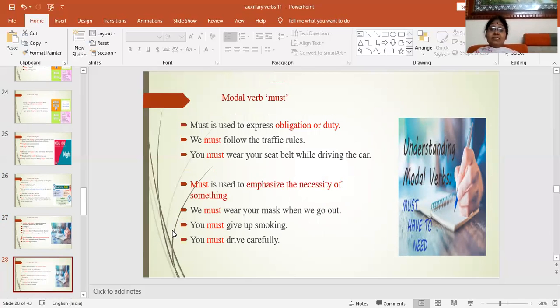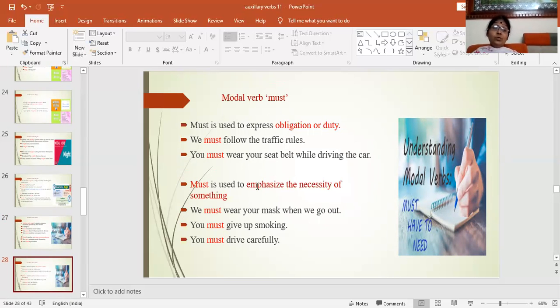Modal verb must is used to express obligation or duty. For example, we must follow the traffic rules. You must wear your seat belt while driving the car, right? This is where we use it as obligation or duty.